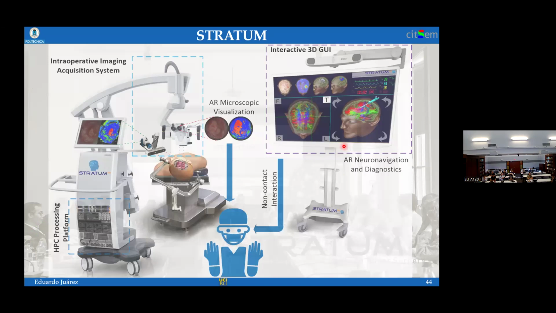What is the concept of this project? We want to develop a concept and prototype of an intraoperative imaging acquisition system. In this case, we want to add the hyperspectral cameras to the surgical microscope. But we want also to get the volume information that we see through the microscope. So we add the hyperspectral cameras and some RGB cameras to get this information with a stereoscopic vision.